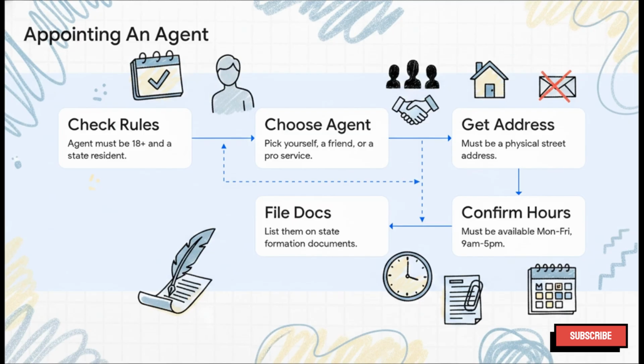And listen, the state is super strict about this. Absolutely no P.O. boxes allowed. Step 4, confirm they are available Mondays through Friday, 9 a.m. to 5 p.m. And Step 5, simply list them on your state formation documents. You gotta follow the strict physical address and business hours rules because a legal process server has to be able to walk right up and hand someone documents in person.